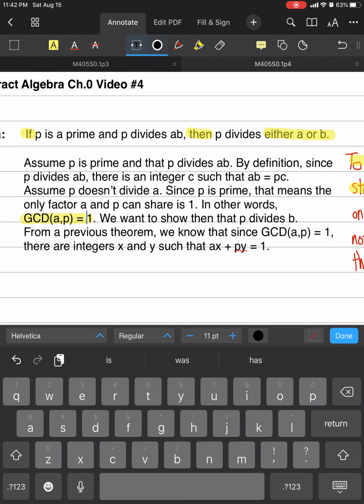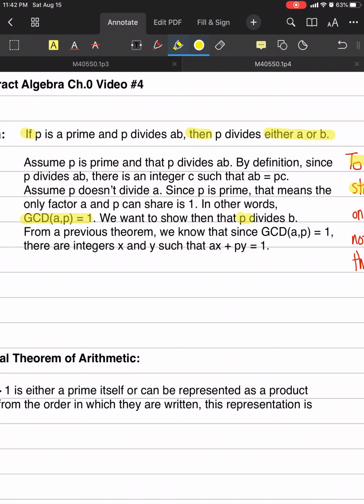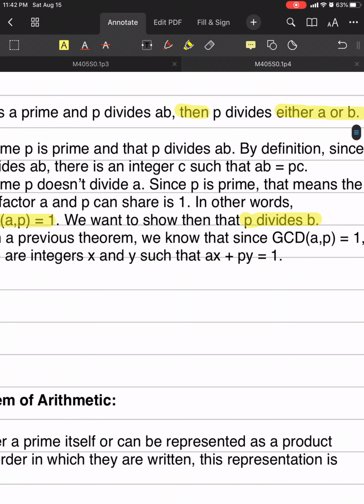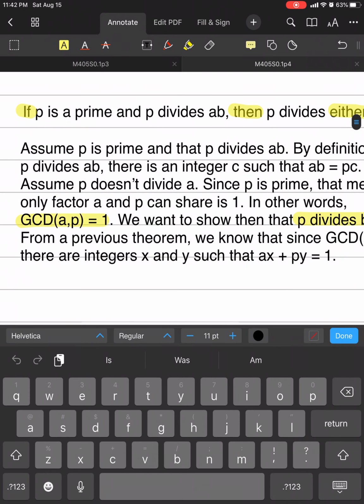Okay, so we have that now. Now, remember, we're not interested in whether P divides 1, and at this point we're not even interested in whether P divides A, because we've already said it doesn't. So what we want to do is somehow show, again, that P divides B. So what we're going to have to use is this statement here. Now, this is probably the trickiest part of this.